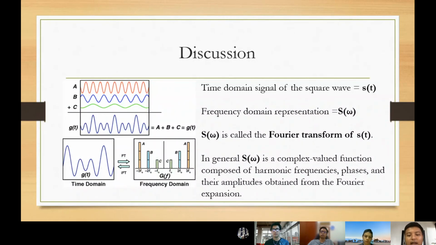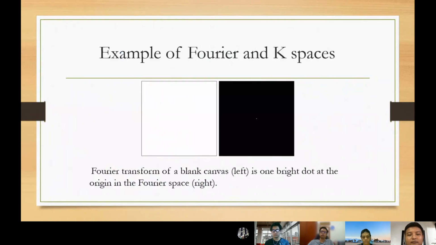In general, S(omega) is a complex value function composed of harmonic frequencies, phases, and their amplitudes obtained from the Fourier expansion. This is the example of the Fourier and K spaces. The Fourier transform of a black canvas is on the left, and the one bright white dot at the origin in the Fourier space is on the right.